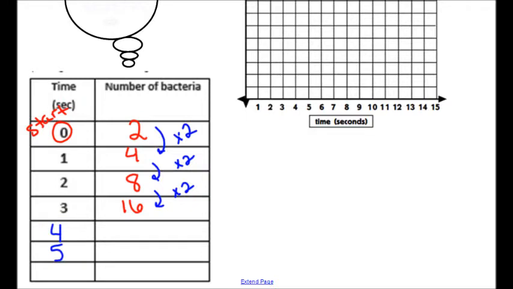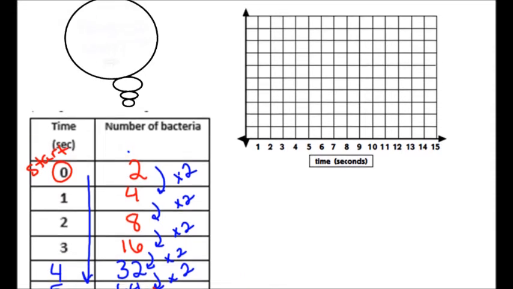Okay, so after 4 seconds, let's continue our pattern: multiply 16 by 2, we get 32 bacteria. Continue going, 32 times 2, we get 64 bacteria. So in just a very short amount of time, from 0 to 5 seconds, our bacteria went from 2 to 64. That's pretty impressive. Ew. All right, so after 6 seconds, how many bacteria will there be? We're going to get 128.